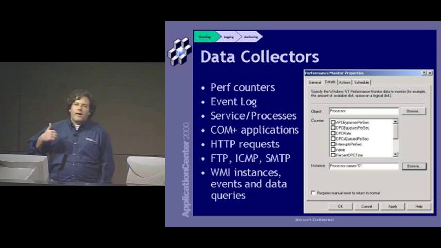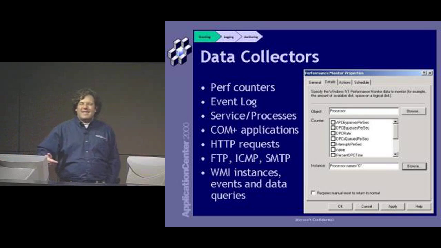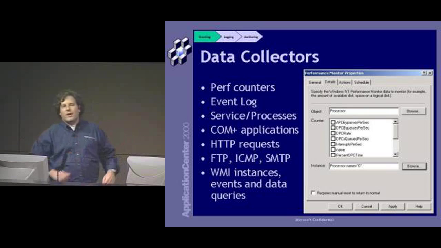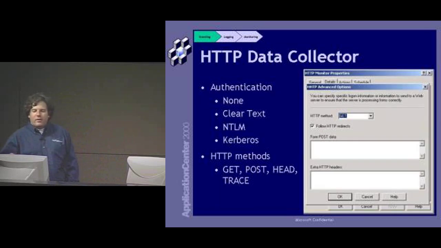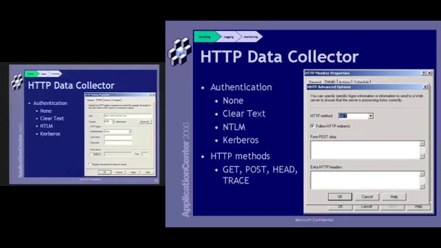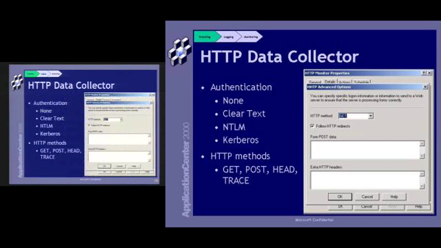You can threshold against any of the properties you return, such as status code, status text, contents of the page, time that it took to get the request back, any HTTP headers, the number of hops, and if the result was not what you expected, so for instance the status code is not 200, then you flag that as an error. You can use authentication, either none, clear text, NTLM, or Kerberos.